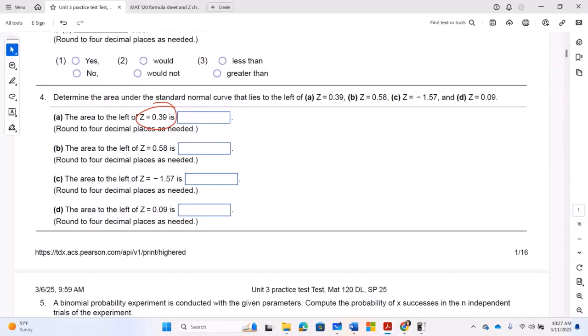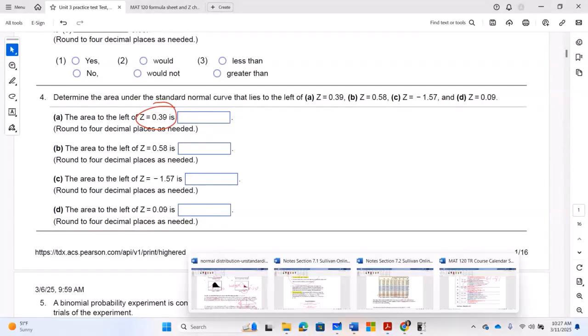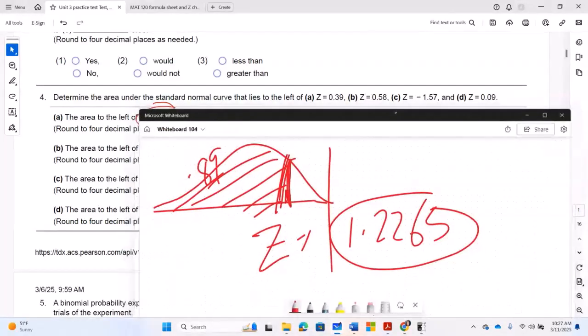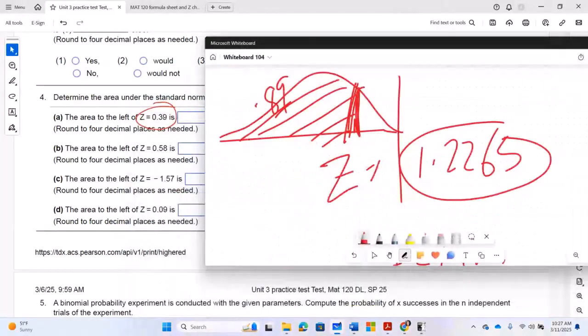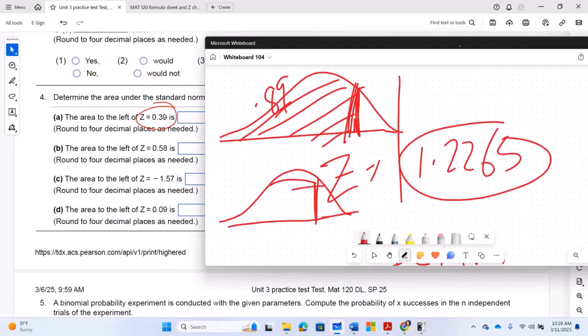And all you need to do is use your calculator. When the question says area to the left, you already know that you have to draw a normal curve, area to the left. The question says starting from 0.39. 0.39 is positive, so somewhere here, and it says area to the left. So what it means is, at this point I have negative 1E99, and the Z value here is 0.39.